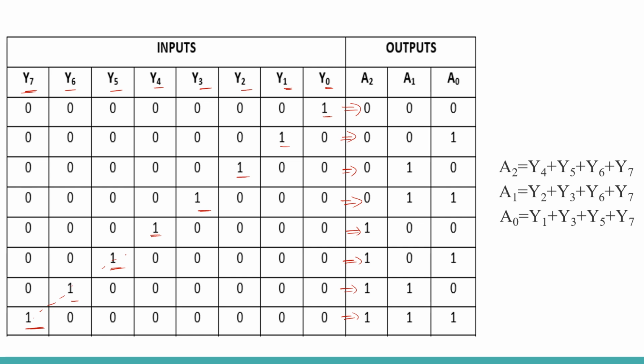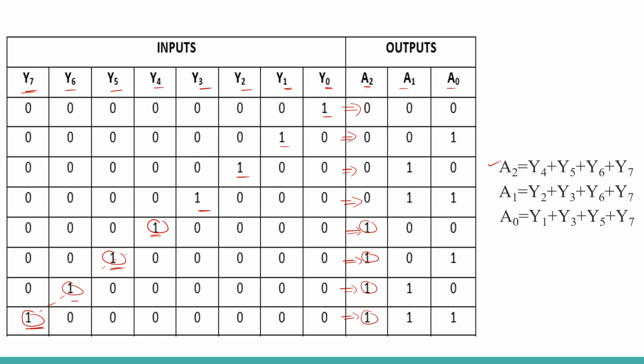Anyway, the logical expressions for A2, A1, A0 are as follows. At first, A2. A2 is active high for 4, 5, 6, 7. See, active high for 4, 5, 6, 7. Therefore, A2 is Y4 plus Y5 plus Y6 plus Y7.